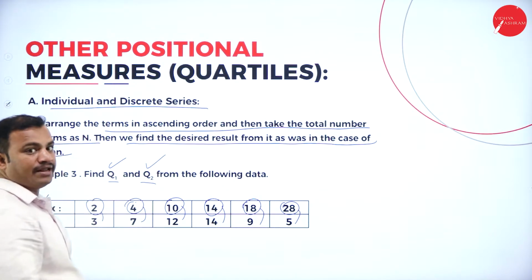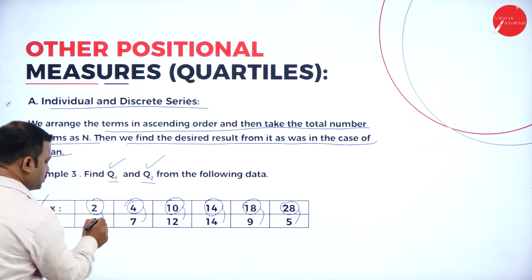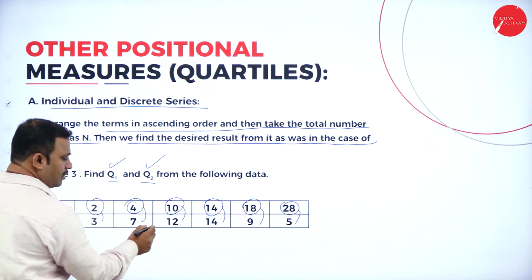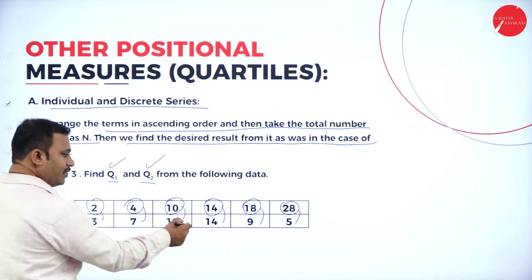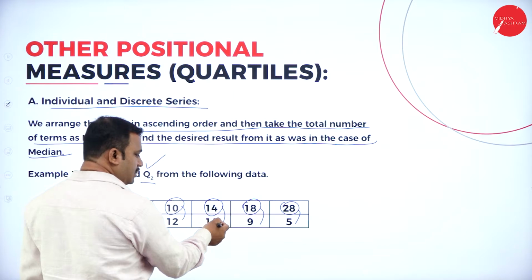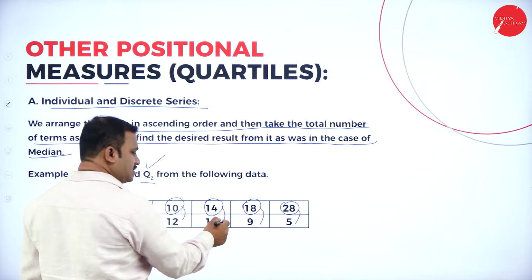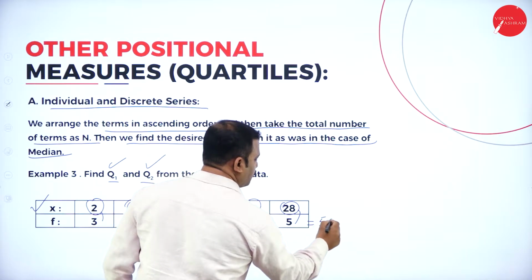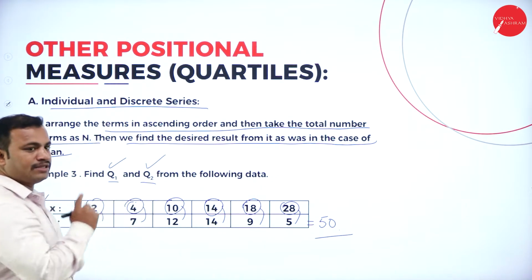That is in the case of median. How did we do that? 2 is repeated 3 times, that is 3 plus 7, equal to 10. 10 plus 12, 22. 22 plus 14, that is 36. 36 plus 9, 45. 45 plus 5 is equal to 50. So totally 50 items are there.